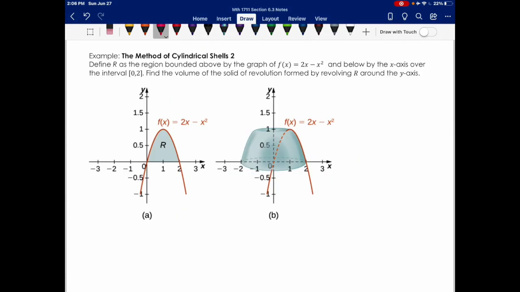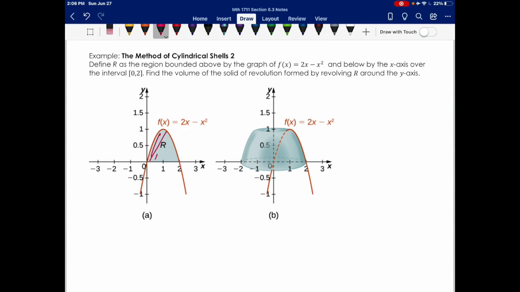So here's our second example of the method of cylindrical shells. It says define R as the region bounded above by the graph 2x minus x squared and below by the x-axis over the interval from 0 to 2. We're going to find the volume of the solid of revolution formed by revolving the region around the y-axis.